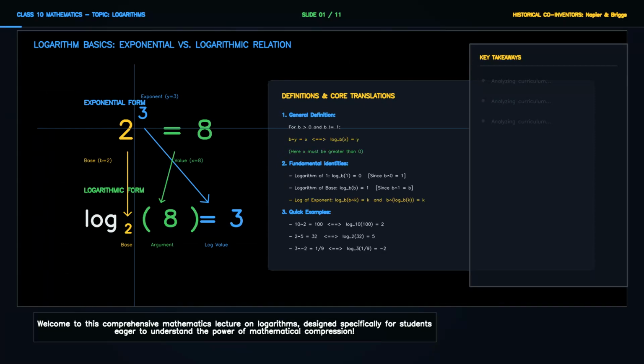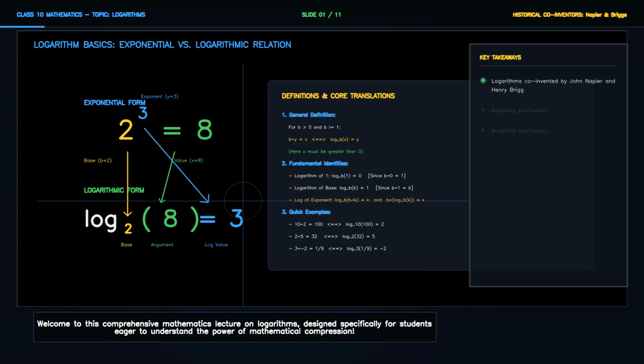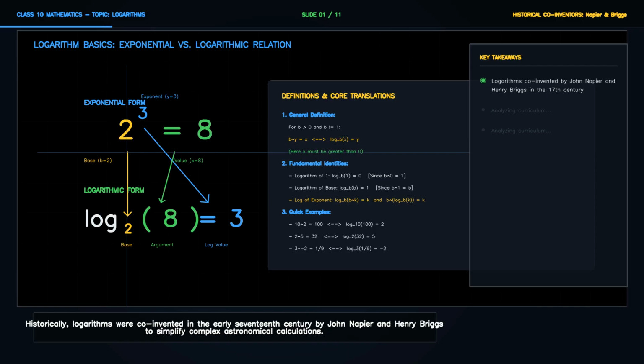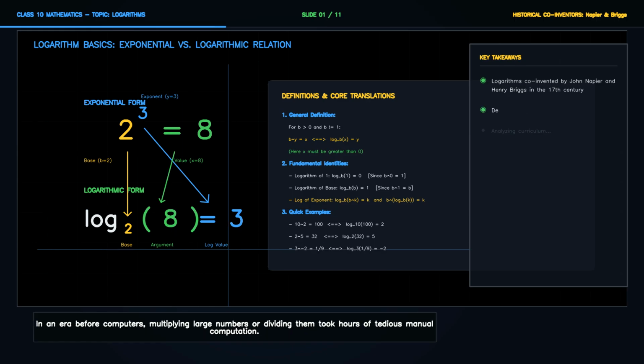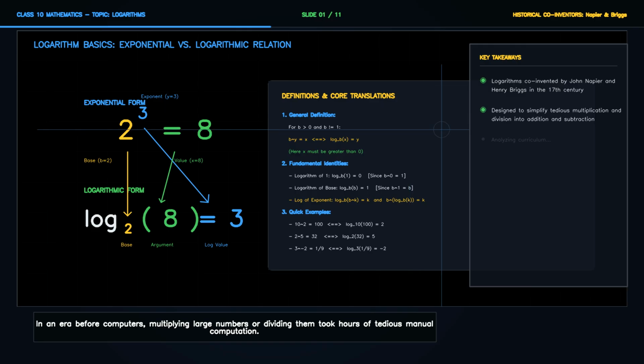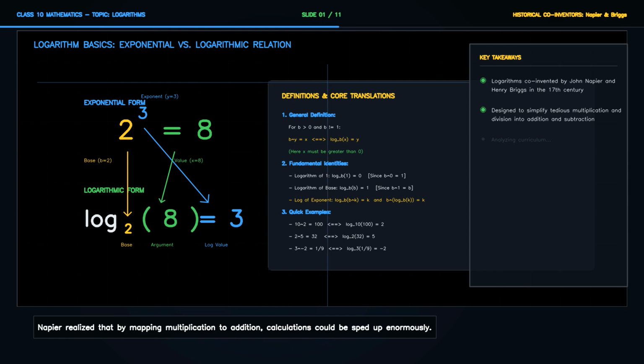Welcome to this comprehensive mathematics lecture on logarithms, designed specifically for students eager to understand the power of mathematical compression. Historically, logarithms were co-invented in the early 17th century by John Napier and Henry Briggs to simplify complex astronomical calculations. In an era before computers, multiplying large numbers or dividing them took hours of tedious manual computation. Napier realized that by mapping multiplication to addition, calculations could be sped up enormously.